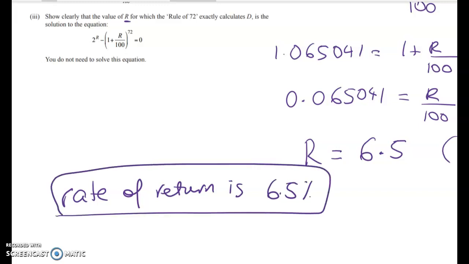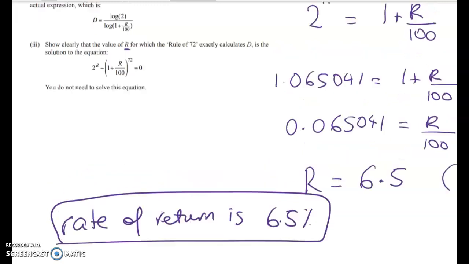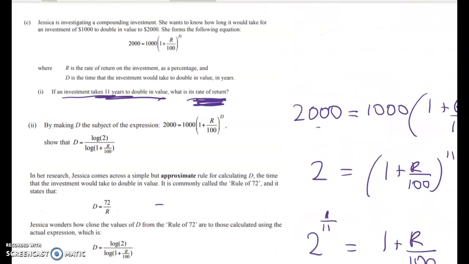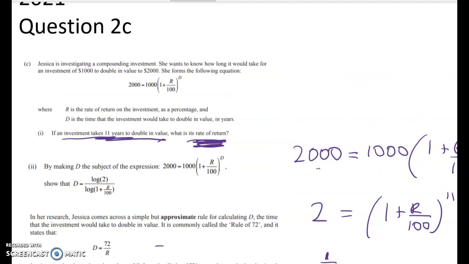Okay, so there we go. That's the first bit done. Right, so I think the hardest thing with this question is just keeping track of what you're being asked to do.